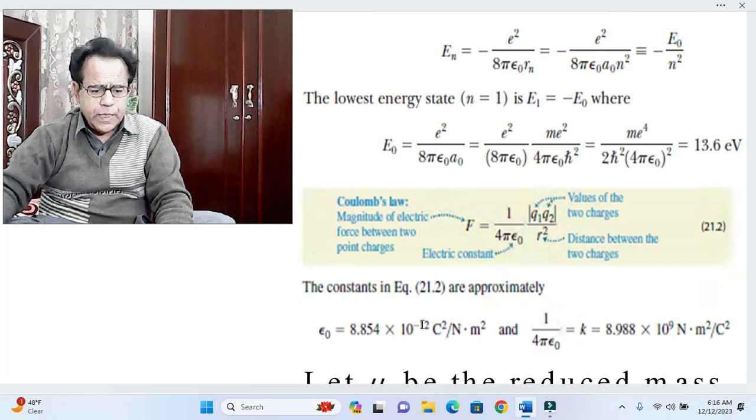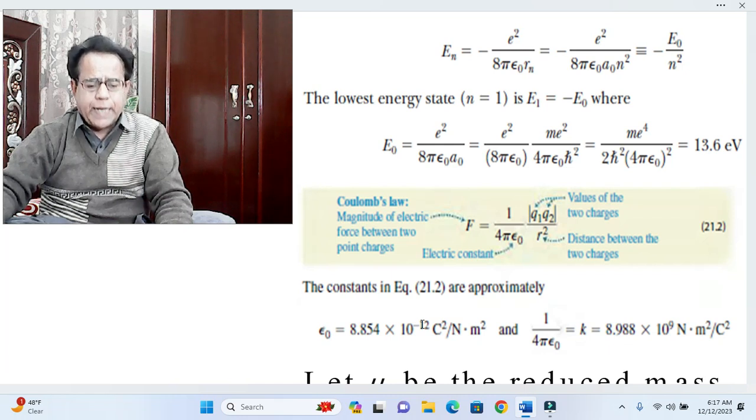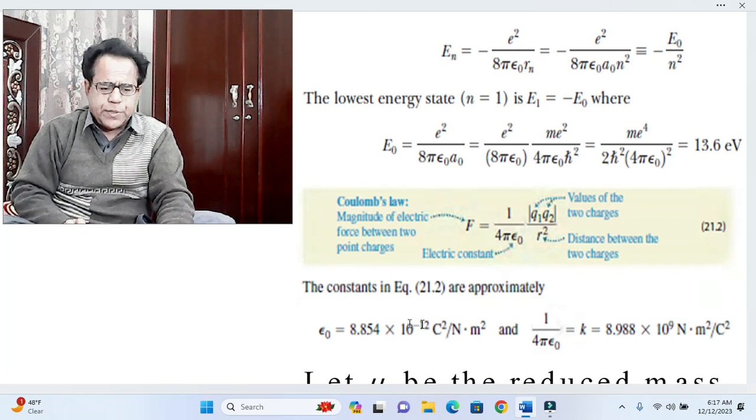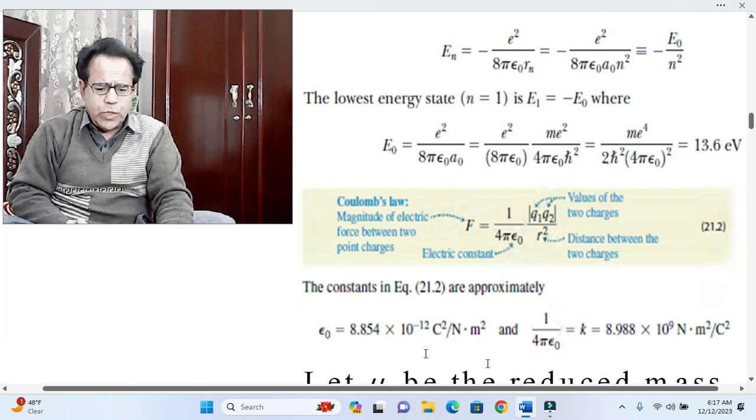The constants in the above equation are approximately epsilon naught equal to 8.854 into 10 raised to the power minus 12 coulomb squared per newton meter squared, and 1 over 4 pi epsilon naught equal to k equal to 8.988 into 10 raised to the power 9 newton meter squared per coulomb squared. Yes, students, we can take the combined value of 1 over 4 pi epsilon naught in this form, and we can take the separate value of epsilon naught in the prior form.